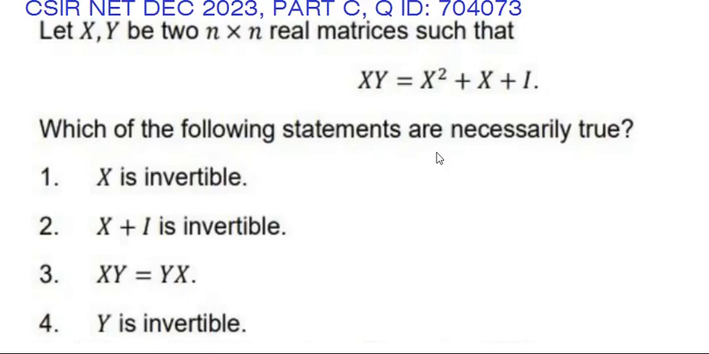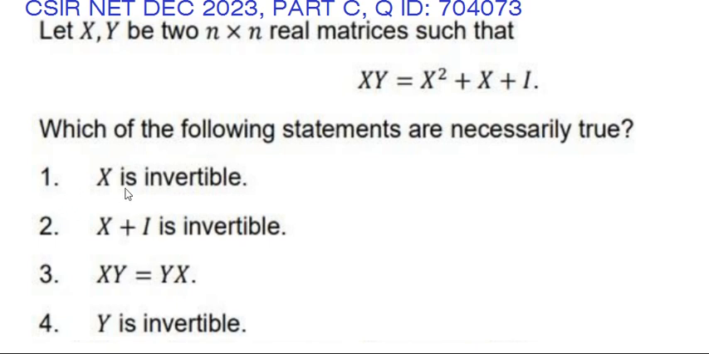In this video, we will solve a problem asked in CSIR NET December 2023 in part C. The question area of this problem is 704073. This problem is related to finding a true statement given the matrix equation xy equal to x square plus x plus I, where x and y are two n by n real matrices. We will check the options one by one.